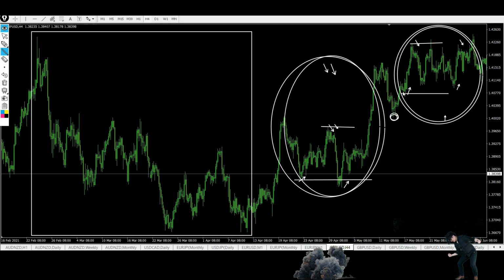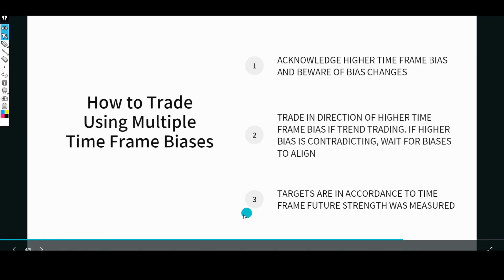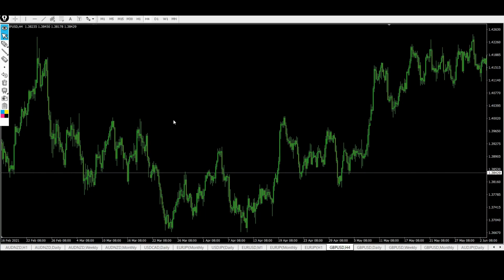So for now, we'll just stick to trading with the higher time frame's trend, or in other words, the higher time frame's bias. Okay, let's go on to number 3. All right, number 3. Targets are in accordance to the time frame future strength was measured. Okay, so we're back on this 4-hour chart. So let me explain this to you with hypothetical trade situations.